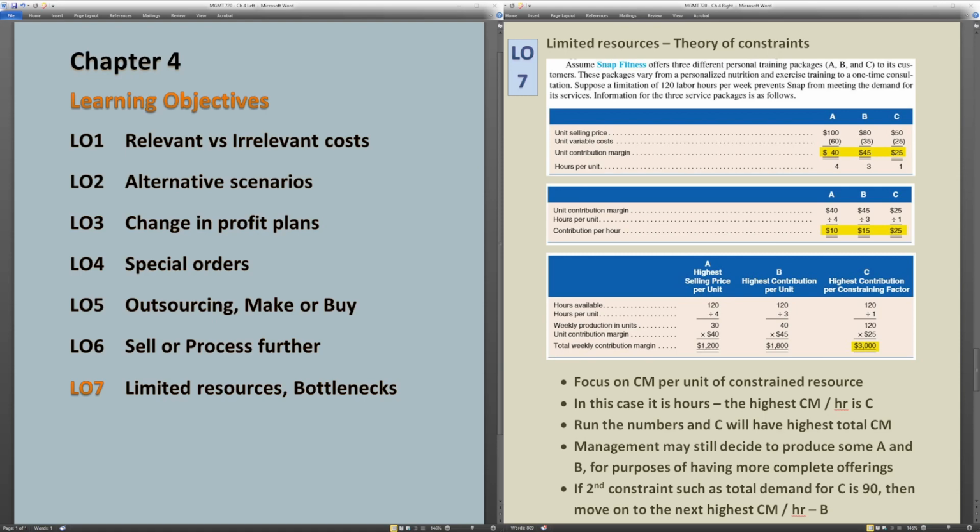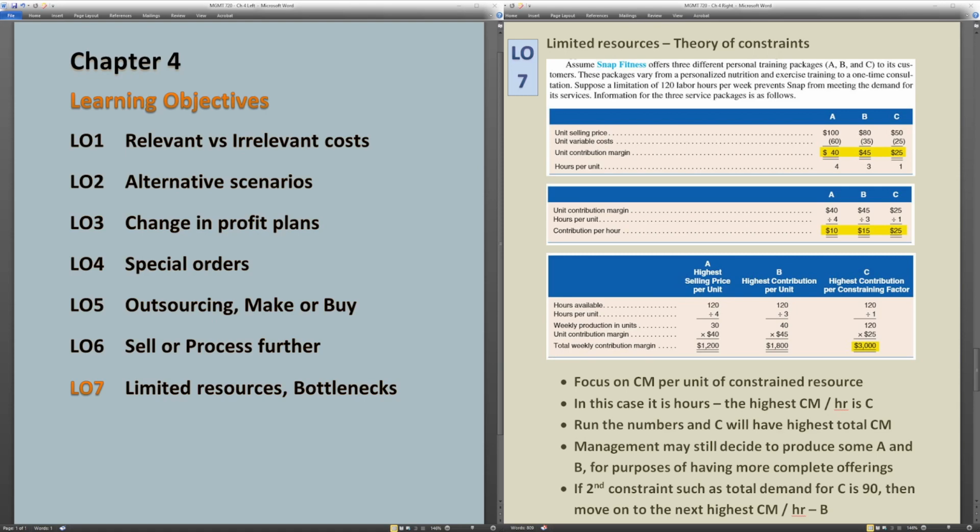So if we say there's 120 hours available and we divide it by how long it takes for each one, we can make 30 of A, 40 of B, or 120 of C. 120 of C times its contribution margin is going to be the most, 3,000. And then obviously you can see we make a lot less for the other ones, 1,800 and 1,200.